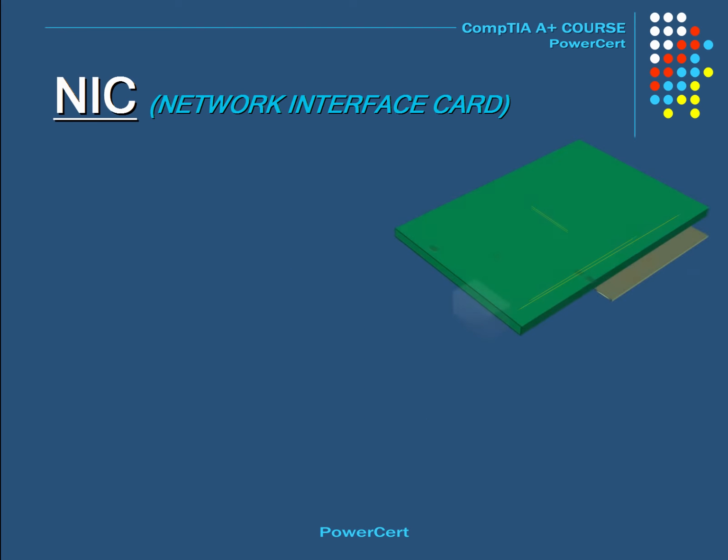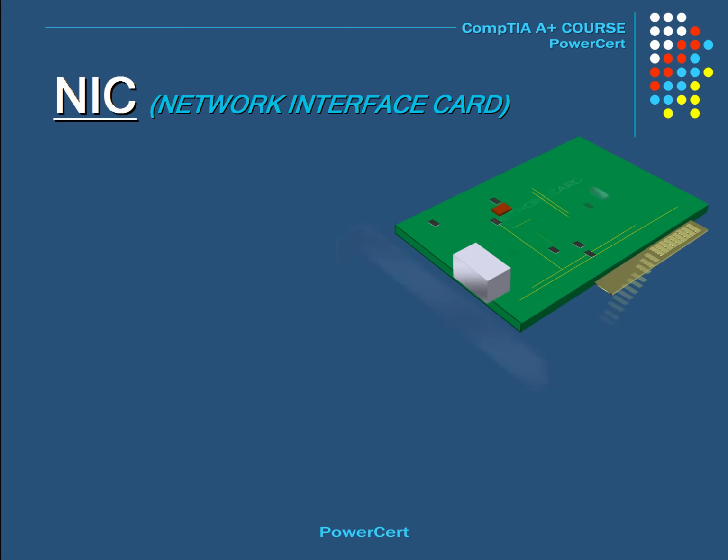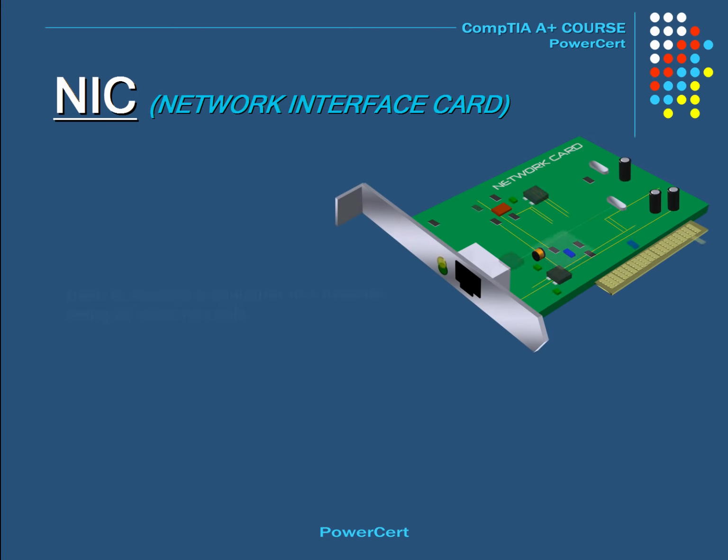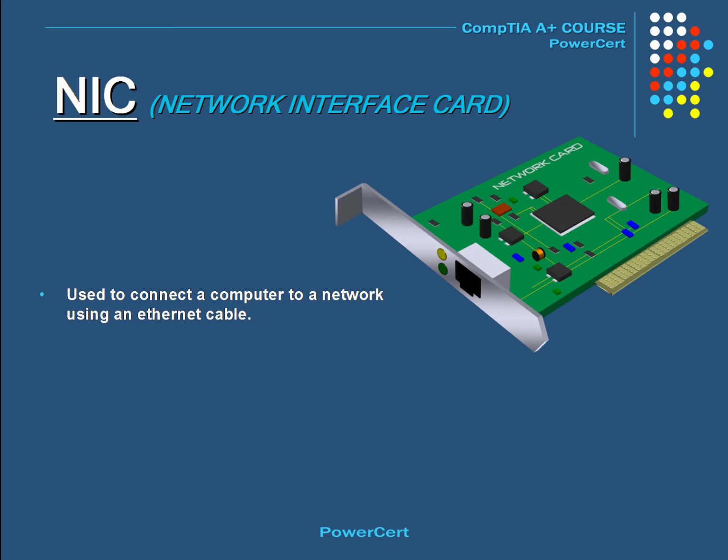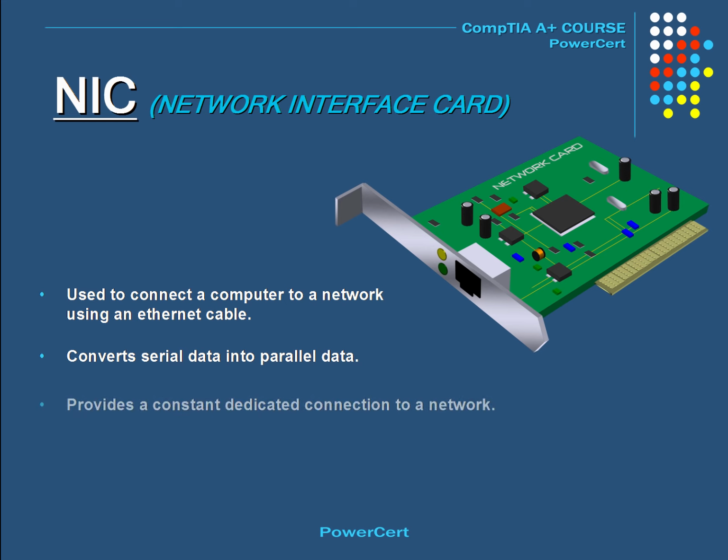Another type of adapter card is a network interface card, or NIC. This is used to connect a computer to a network by using an Ethernet cable. It's basically a circuit board with a network adapter that is installed on your computer. Its job is to convert serial data into parallel data so the computer can understand it. A NIC provides a computer with a constant dedicated connection to a network. And each network card has its own unique identifier, called a MAC address.